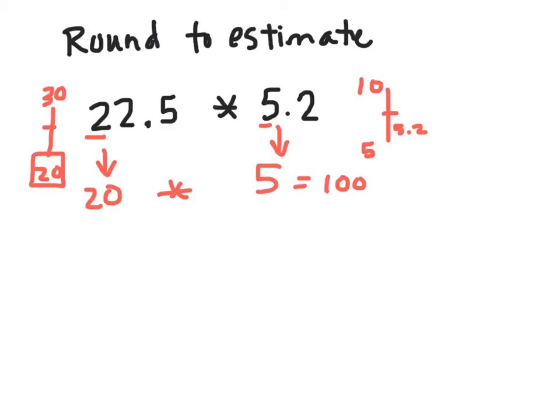And then I could also look at that 5.2, which falls between the 5 and the 10, and it is less than halfway to 10, so I round that down basically to 5, and 5 is a nice compatible number. So then I'm just working with 20 multiplied by 5, and that is 100.